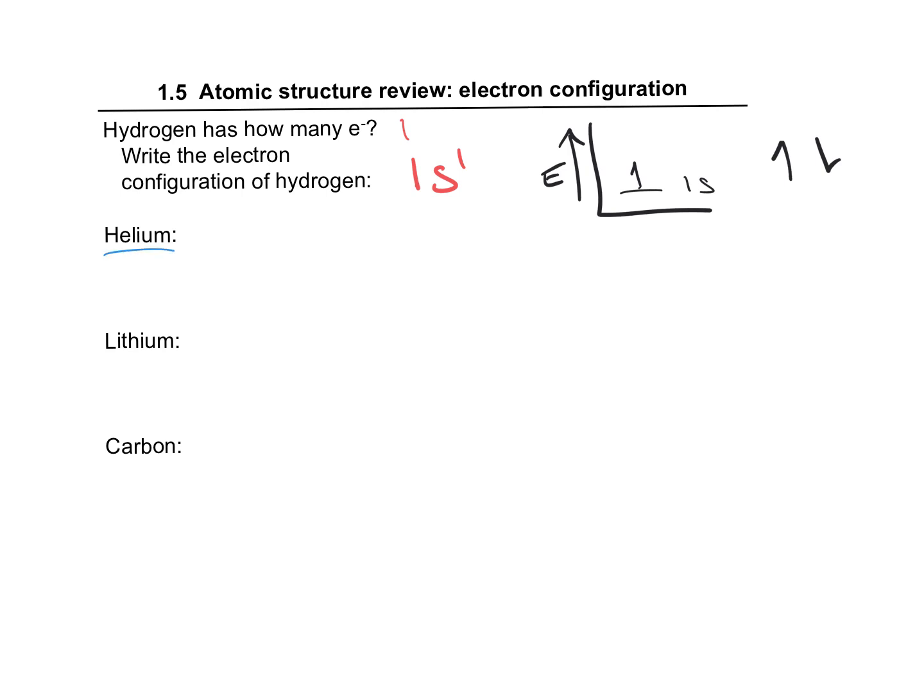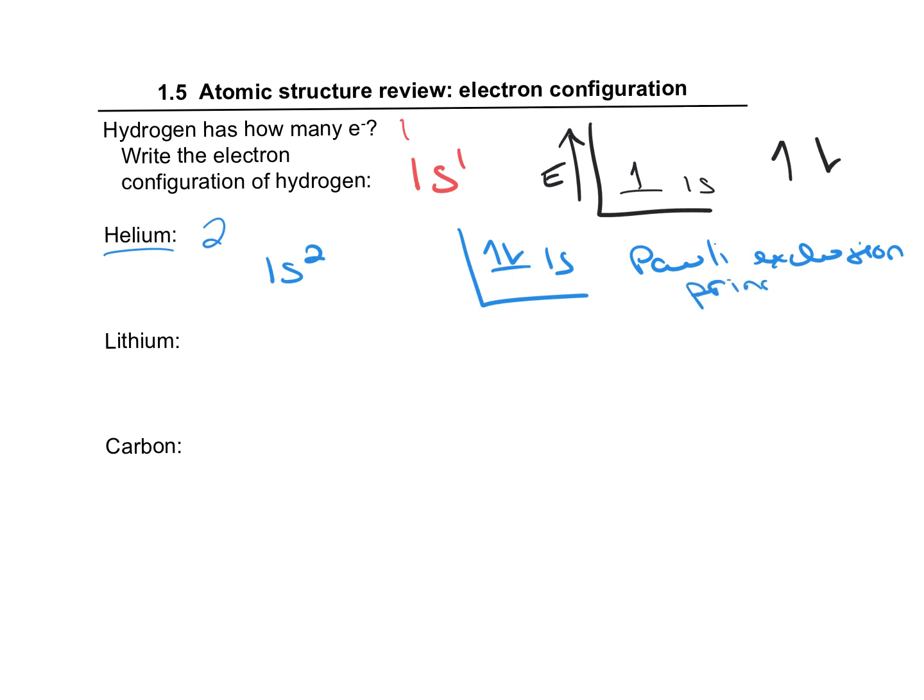Next, let's take a look at helium. So helium has 2 electrons, so the electron configuration is 1s2. And here we have our 1s orbital, and we have 2 electrons in the same orbital. Now we have to apply the Pauli exclusion principle, which tells us that 2 electrons in the same orbital must have opposite spin. Since there's only 2 options for spin, the maximum is 2 electrons in an orbital.